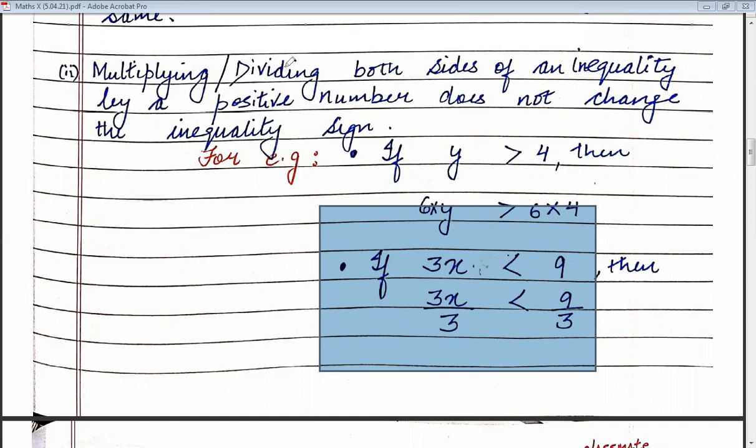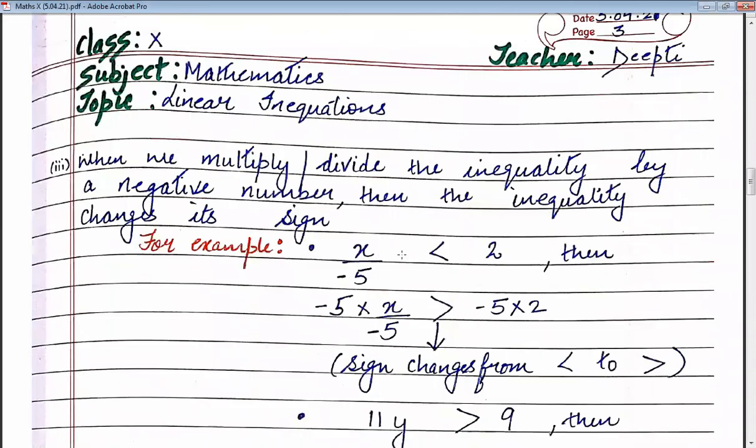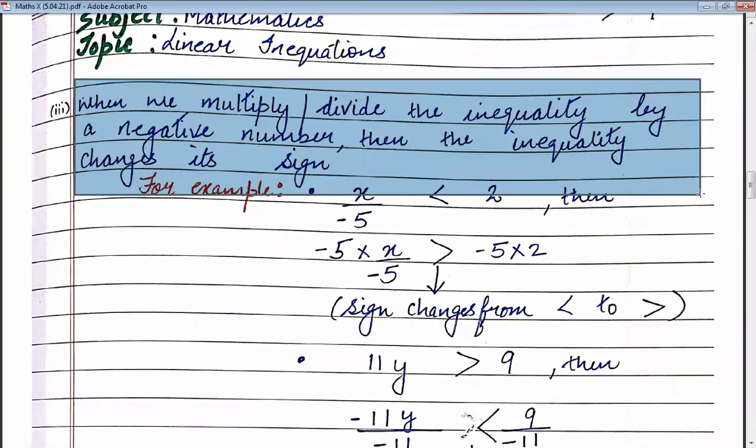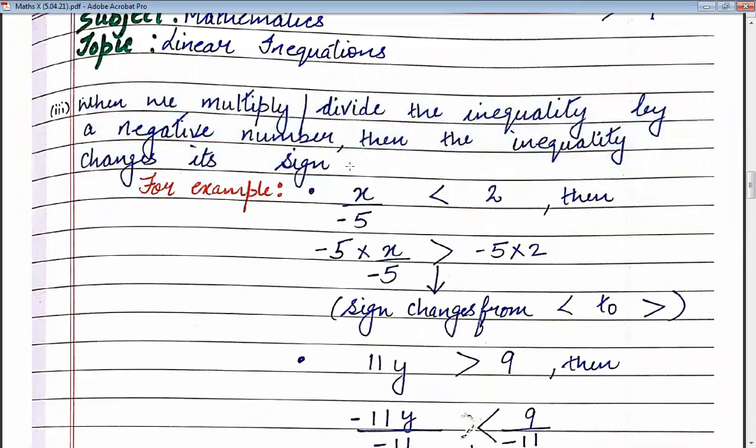But now children, let's move on to another page. Now, this is very important, now listen carefully. If you are given a linear inequality, and if you divide or multiply by a negative number, then your inequality changes its sign. I repeat, when you multiply or divide the inequality by a negative number, then the inequality changes its sign.